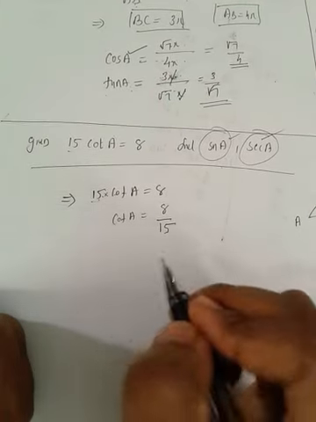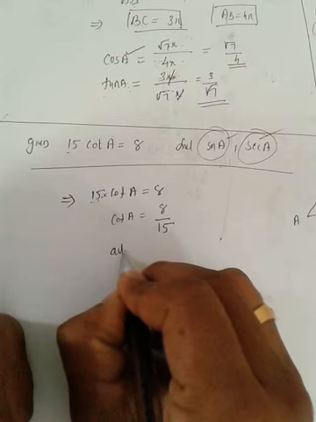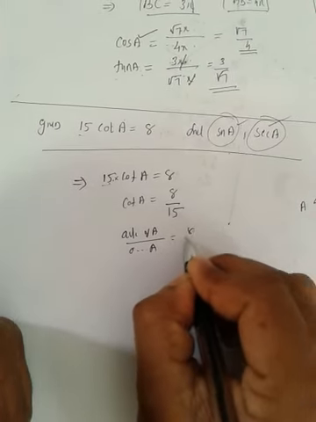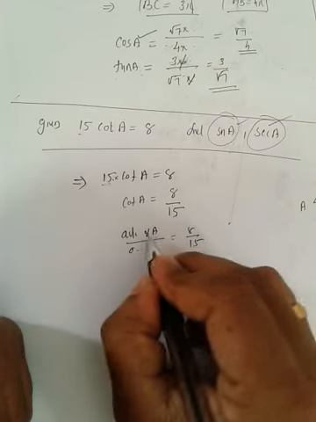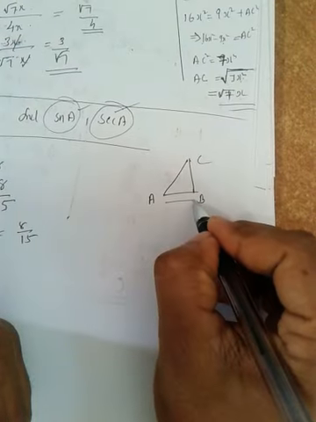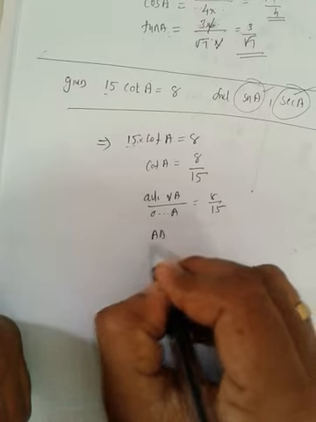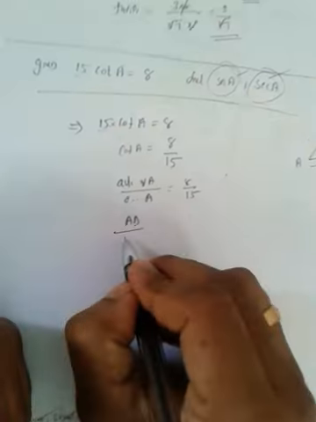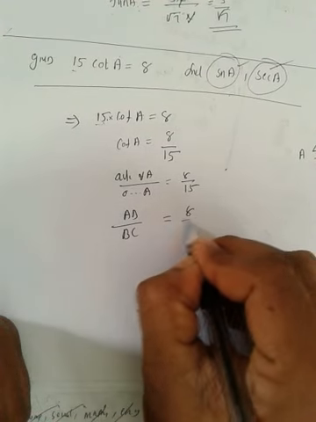What is the definition of cot A? Adjacent of A divided by opposite of A is equal to 8 by 15. From the figure, what is adjacent of A? Adjacent of A is AB. I'm not going to explain. What is opposite of A? This is A. So opposite of A is BC. So AB by BC is equal to 8 by 15.